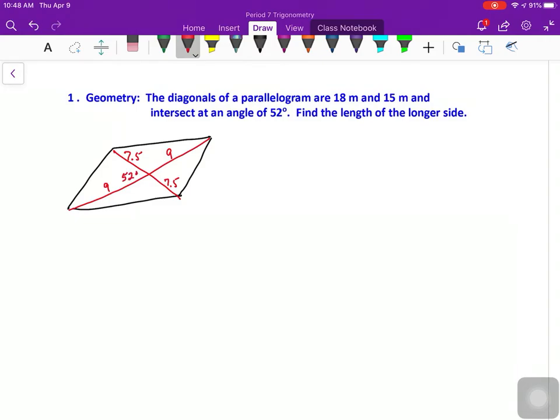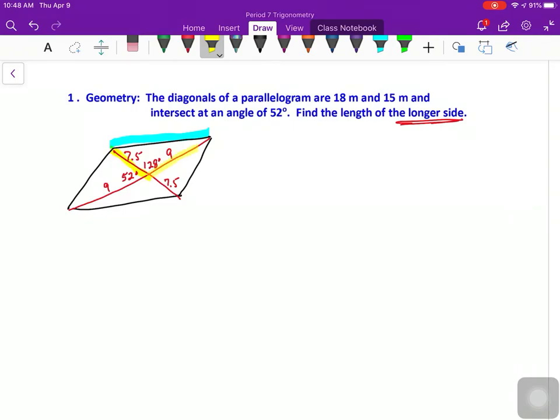And they tell us they intersect to form an angle of 52 degrees. As you can see, they're going to intersect at a central angle in there, and one of them is going to be obtuse and the other one's going to be acute. So I'm going to put the acute one right here at 52. If I take 180 and I subtract 52, I find out that this one up here is 128 degrees.